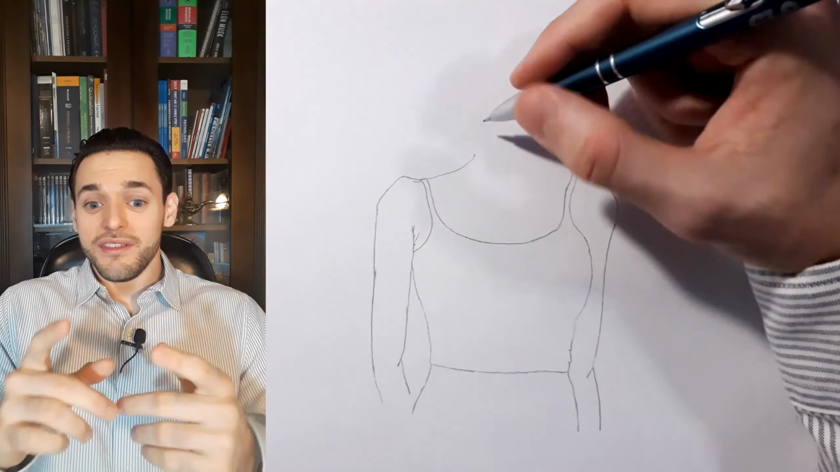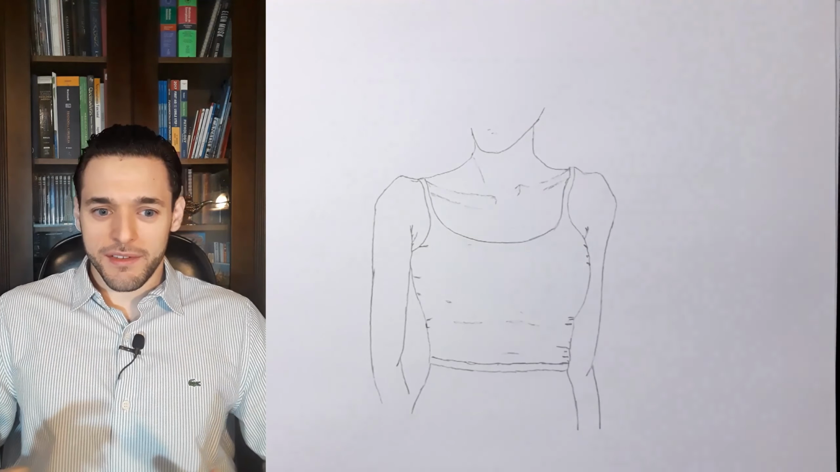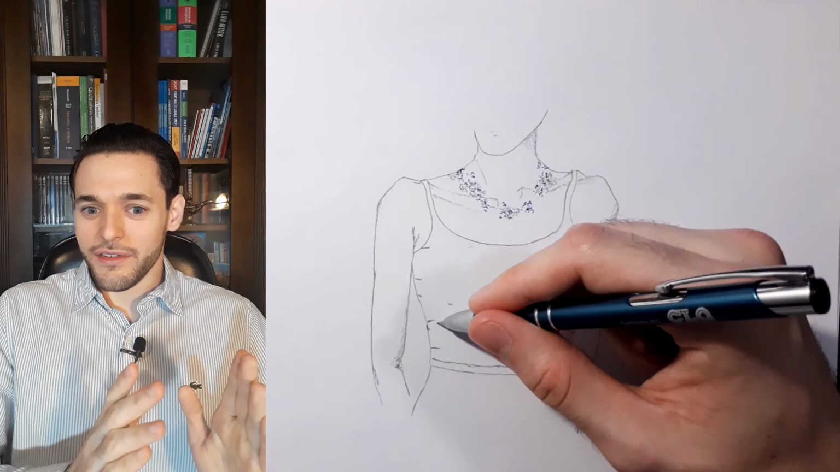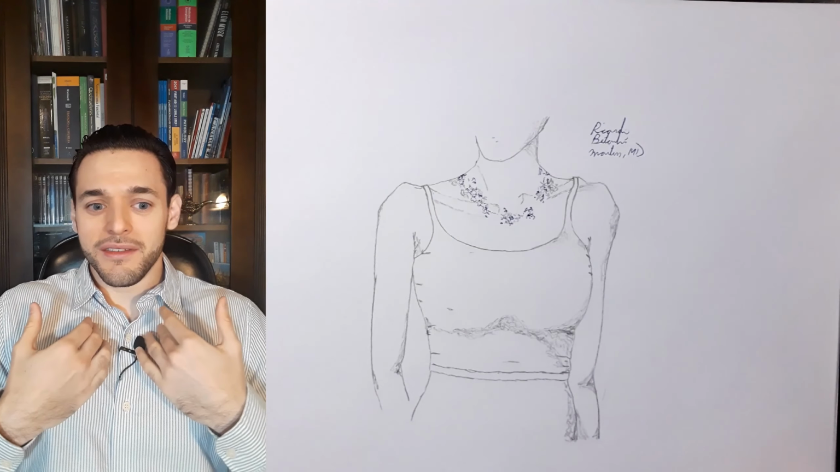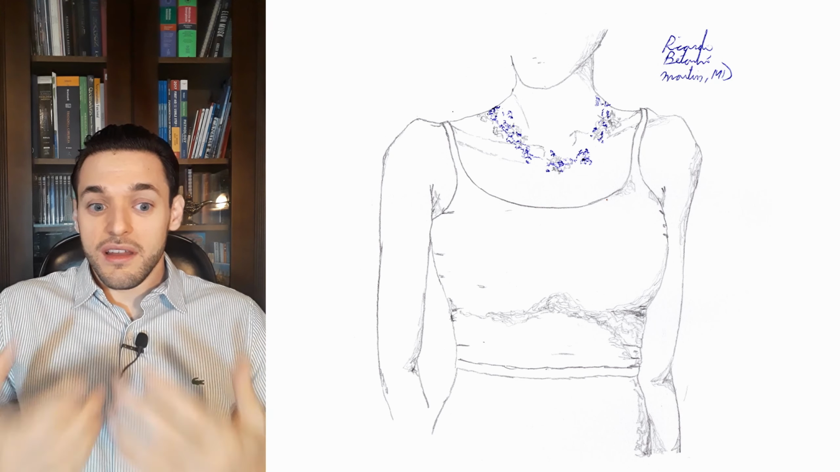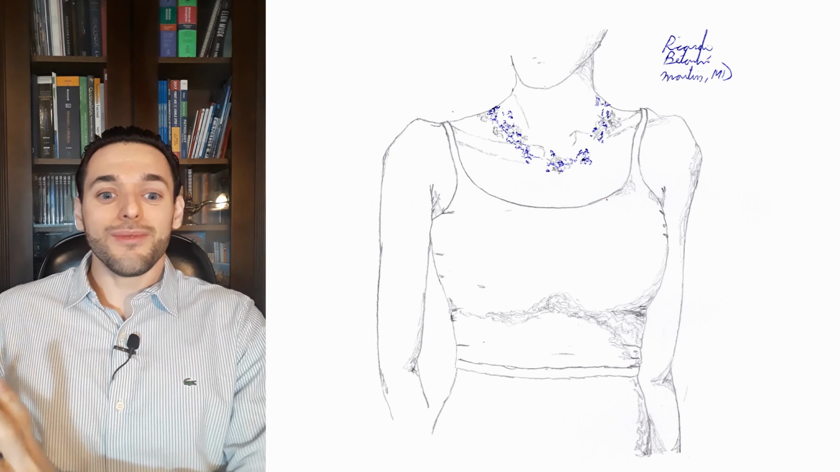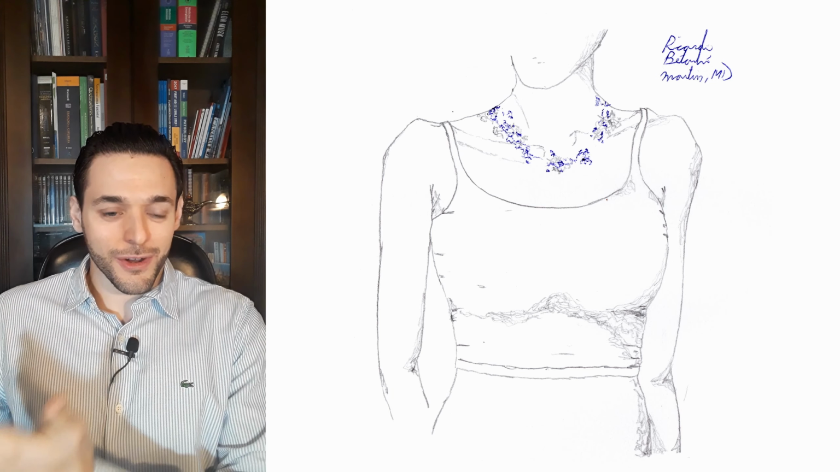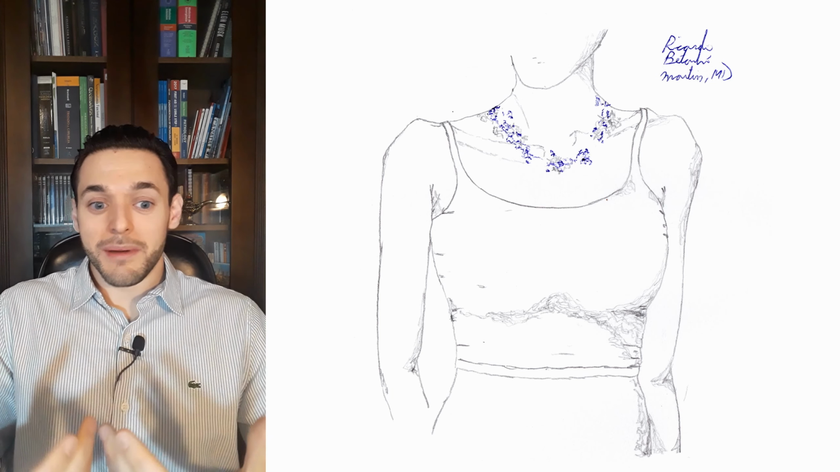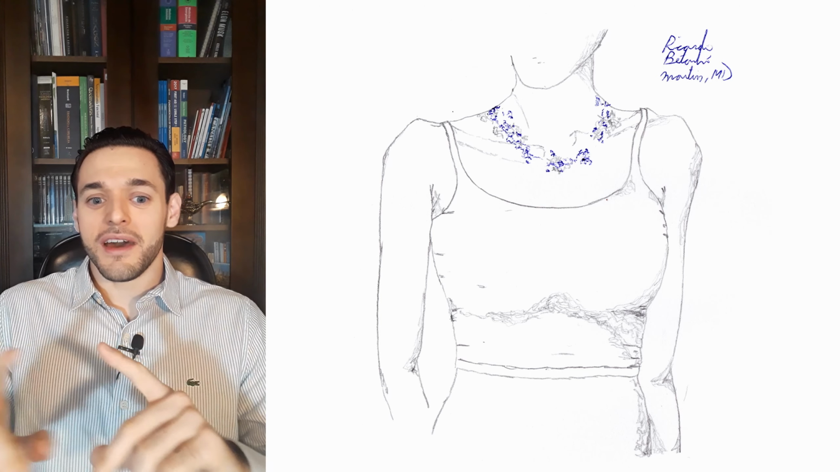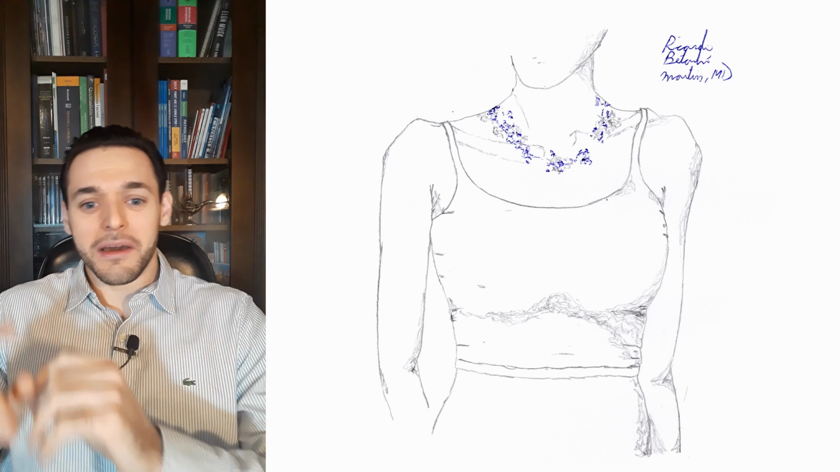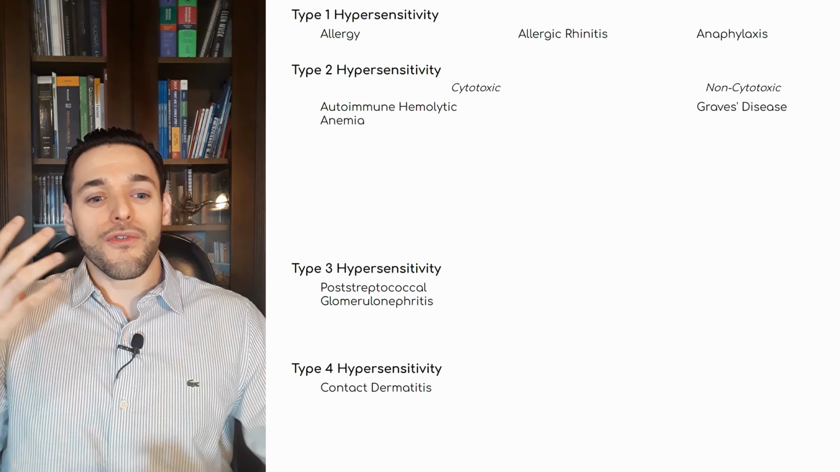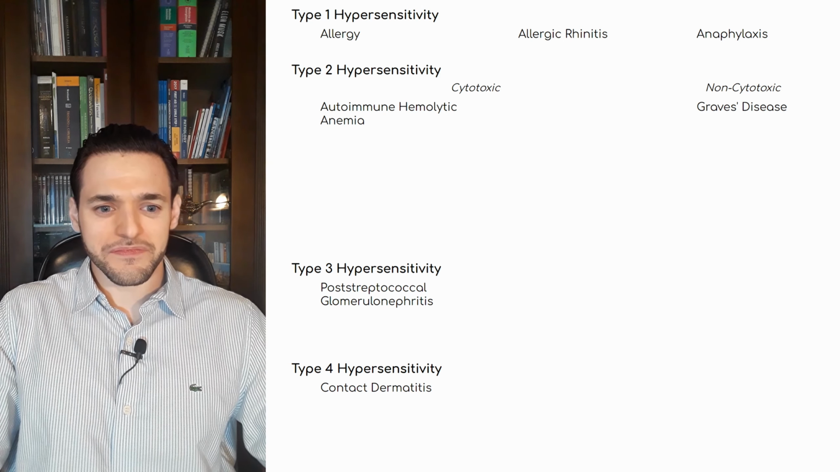Contact dermatitis is different. Type 1 hypersensitivity is also known as immediate hypersensitivity. Contact dermatitis is not immediate. It takes time. It's a delayed response. A response mediated by T cells, not IgE. Contact dermatitis is instead an example of delayed hypersensitivity, T cell mediated or type 4 hypersensitivity.